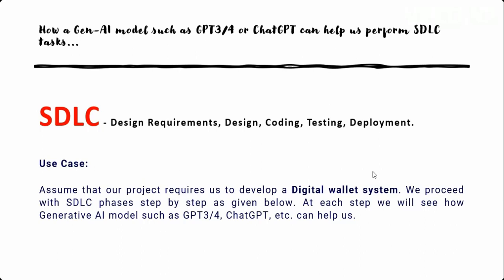As we know, in software development there are different stages or levels, where we first get the design requirements, and then we design that, and then we do coding for that, and then we do testing, and then deployment. So these are all the stages used in the software development life cycle.